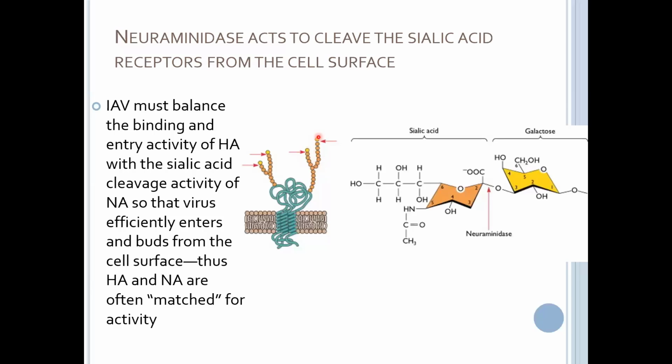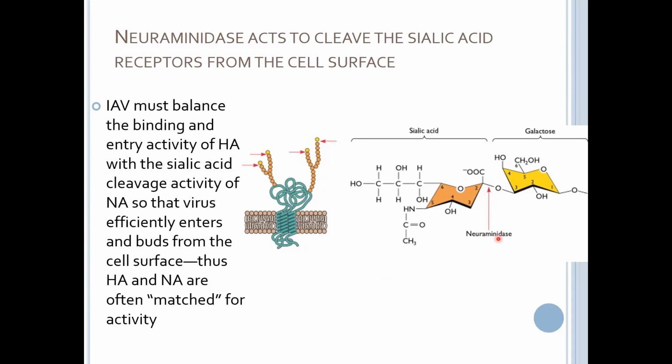acids, which are represented here with these little orange diagrams, off the cell surface so that the virus doesn't stay stuck on the cell by binding back to the cell it just came out of with HA, because you don't want to reinfect the cell you just came out of, because that cell's already infected and making virus. And so influenza virus has to balance the activity of the HA, the ability of the HA to bind sialic acid, which is shown here, and the ability of the NA to cleave sialic acid.